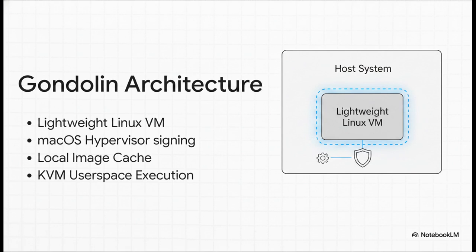Instead of some heavy overhead, Gondolin spins up a super lightweight 200 megabyte Alpine Linux guest VM managed by a TypeScript control plane. On Linux, it runs entirely in user space via KVM. No root privileges required. On macOS, it seamlessly taps into Apple's native hypervisor framework. It is incredibly fast, and it is entirely isolated.